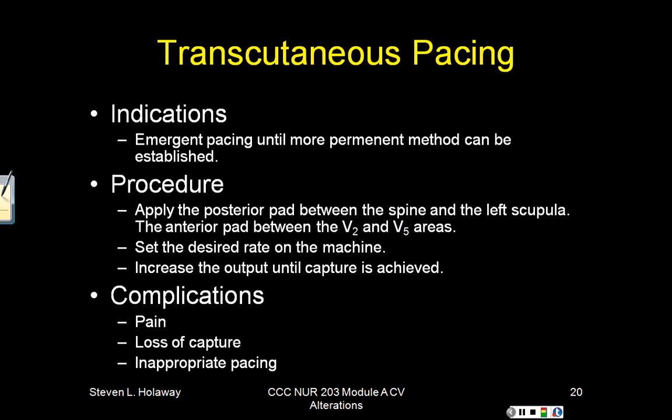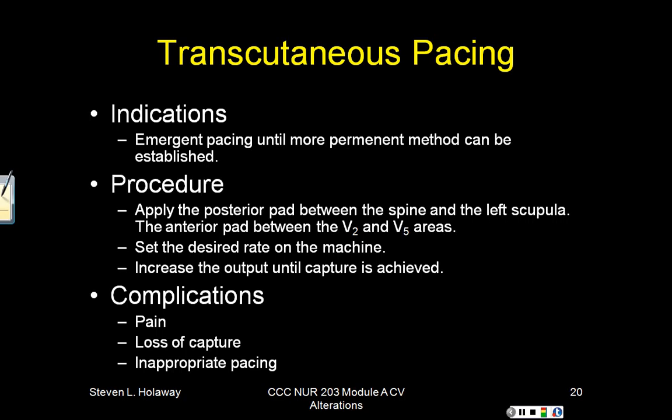We want to set the desired rate on the machine, and most of the time that's going to be physician directed. And then we're going to start increasing the amperage or the output until capture is achieved. Once capture is achieved, we're going to go up by at least 2 more milliamps to assure that we continue capture. Complications of transcutaneous pacing: pain is the #1 thing. Okay, this is very uncomfortable. As that sends an electrical shock through the body, it's going from the front to the back. You're going to get muscle contraction. That muscle contraction is going to cause pain.